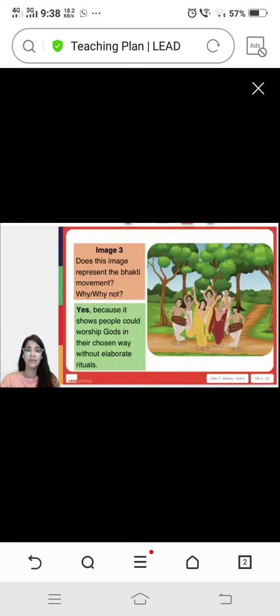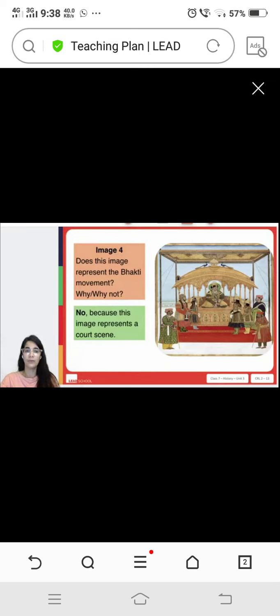Image 3 is also an example of Bhakti because it shows people could worship God in their chosen way without elaborate rituals. And the last one is also not a representation of Bhakti because it represents a court scene.